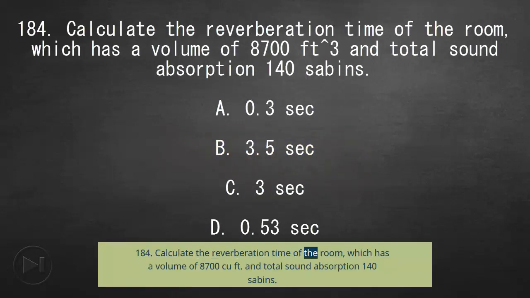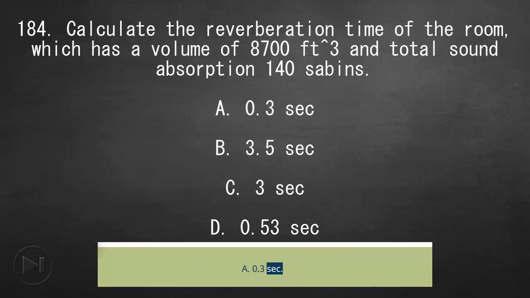184. Calculate the reverberation time of the room, which has a volume of 8,700 cubic feet and total sound absorption 140 sabins. A. 0.3 seconds. B. 3.5 seconds. C. 3 seconds. D. 0.53 seconds. Answer, C. 3 seconds.